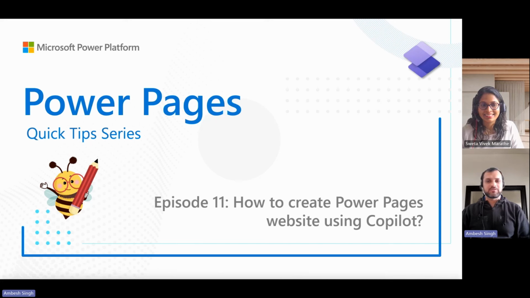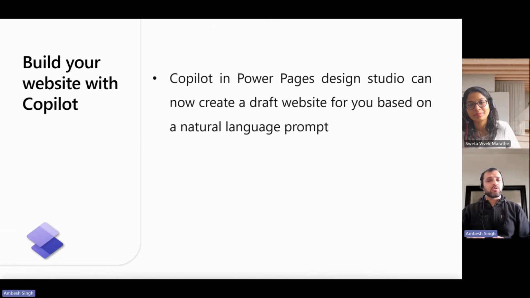So I'm Amber Singh today with Shweta, and in episode 11 we are going to talk about how to create the Power Pages website using the Copilot, which definitely eases the maker's life many times over. Copilot in the Power Pages Design Studio can now create a draft website for you based on the natural language prompting you provide in the Copilot text boxes. And there's a limit right now of 250 characters, so always keep this in mind.